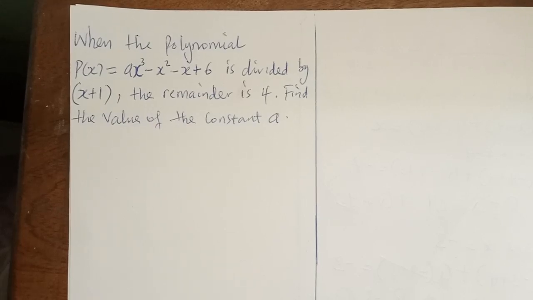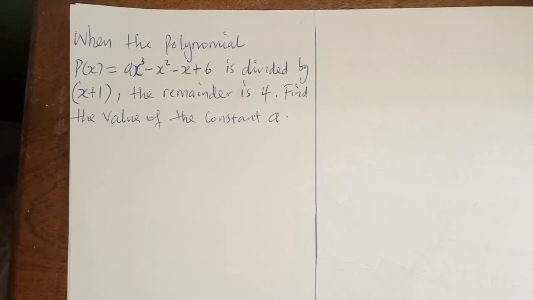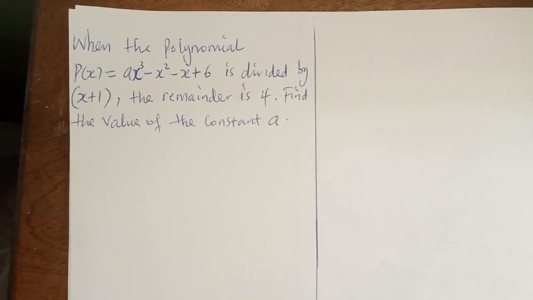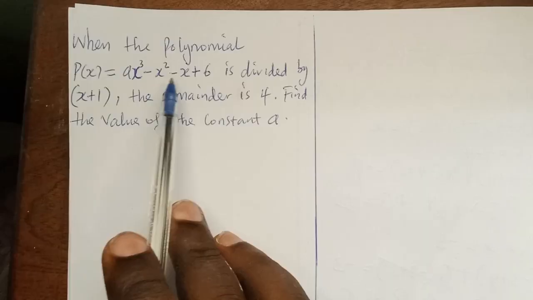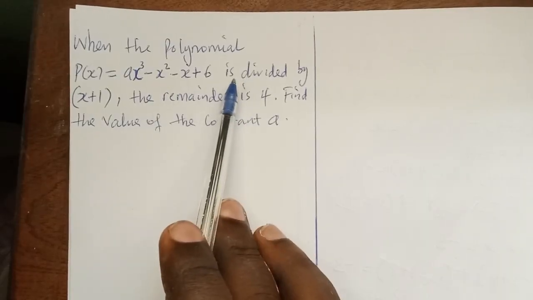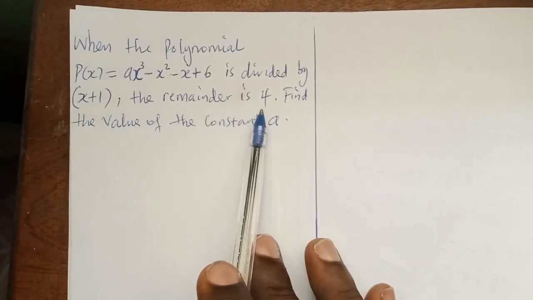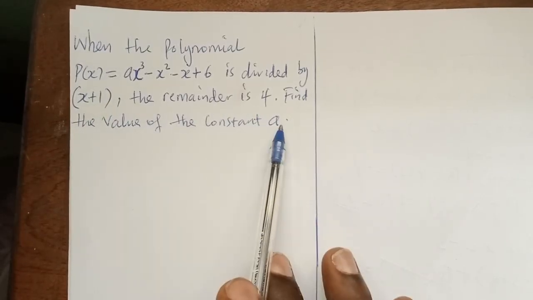We have been given this polynomial expression. The polynomial p of x is equal to ax cubed minus x squared minus x plus 6. When it is divided by x plus 1, the remainder is 4. They're asking us to find the value of the constant a.